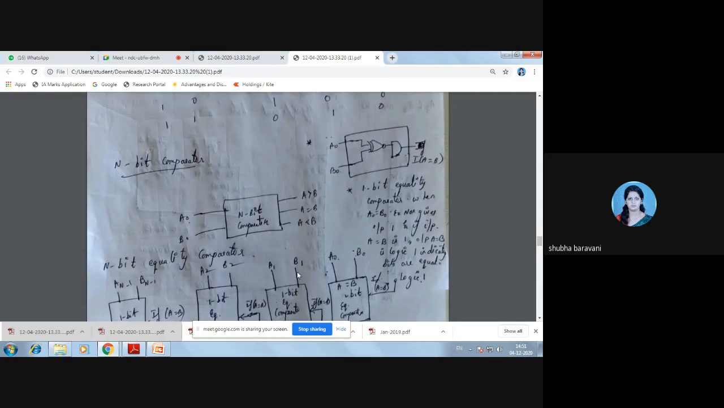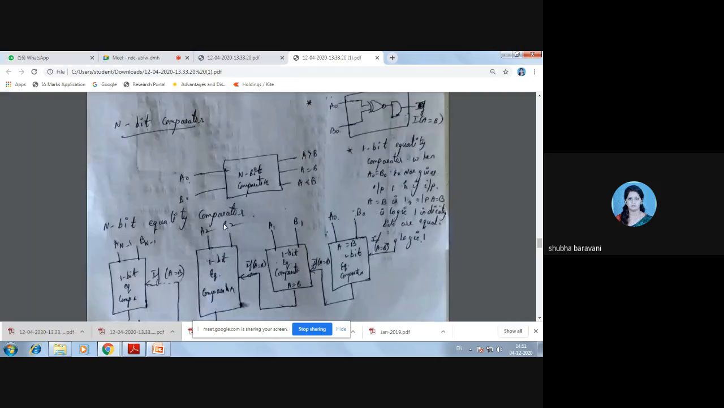Now you can see what I have done: I have drawn an n bit equality comparator. This is one bit equality comparator, this is the second one bit equality comparator, this is the third, and so on up till the nth bit equality comparator. Are you understanding? Yes, ma'am. I'm understanding, ma'am.